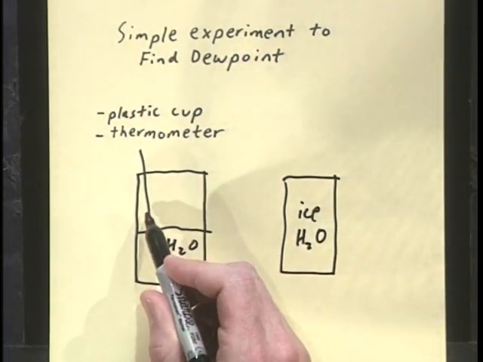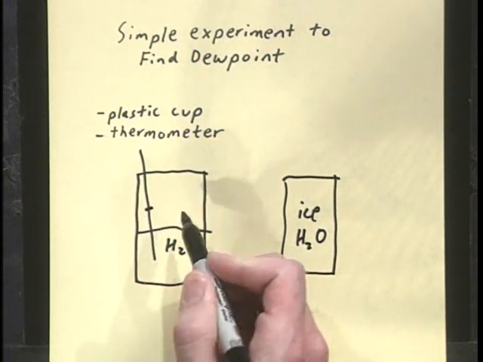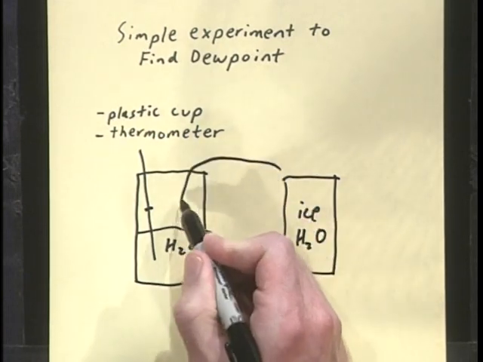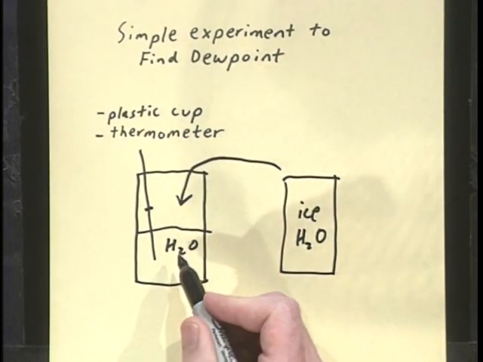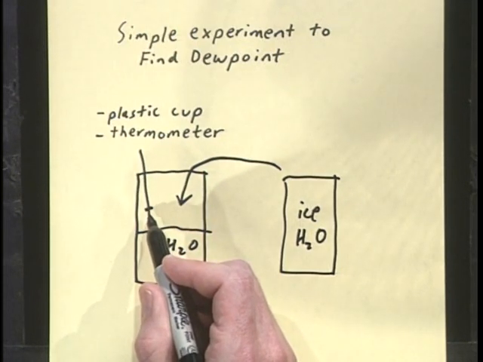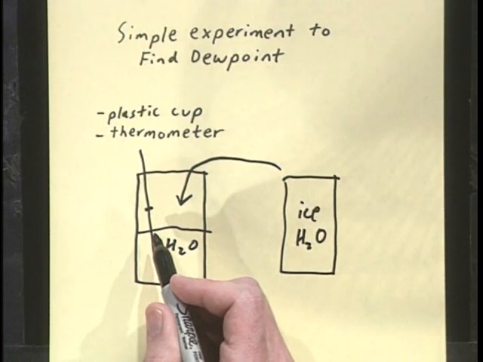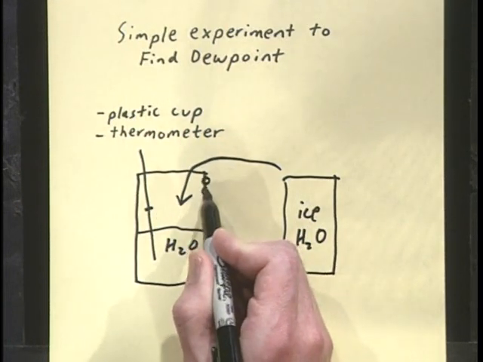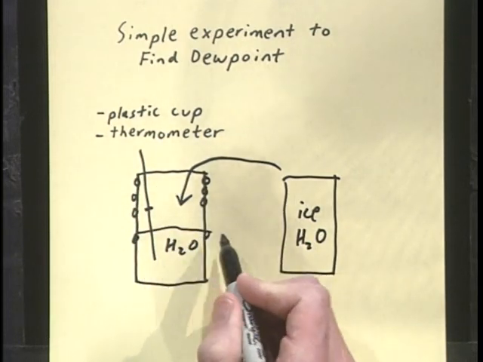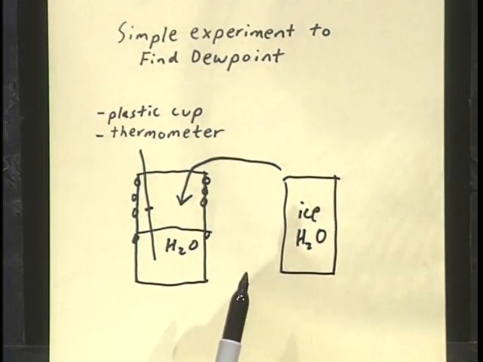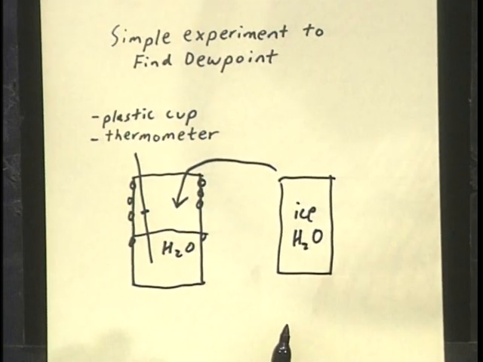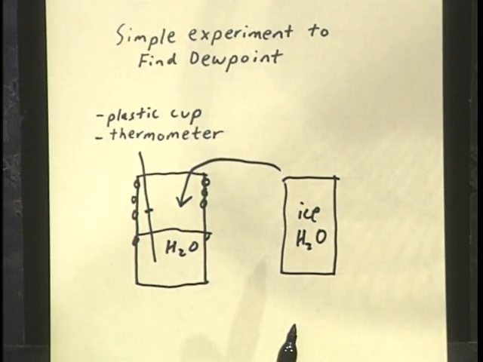And then see what the temperature is of the room temperature H2O, and then gradually add ice water into this water here. As you do that, the temperature is going to cool down. Keep looking at the thermometer and notice how much the temperature cools down. Once you start to see the condensation starting to form on the cup, that is an indication that you have reached the dew point value. So this is a simple experiment that you can use to find what the dew point value is.